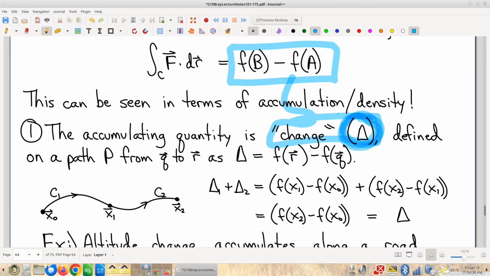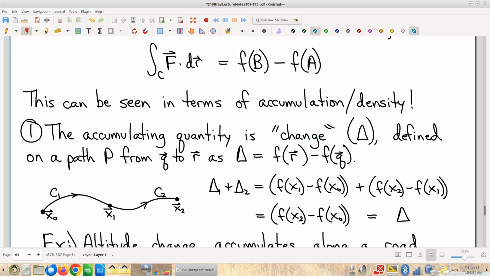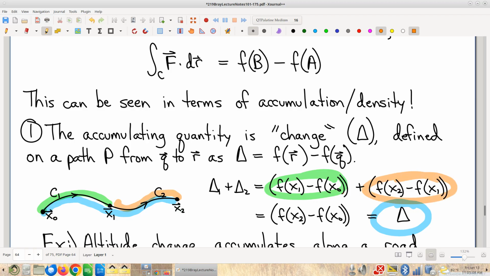And I claim change is an accumulating quantity. The whole is the sum of the parts. This is an easy observation. If you want to know how much the function changes overall across some curve, well, that's going to be how much the function changes on the first half of the curve plus how much the function changes on the second half of the curve. And it's pretty intuitive if you think about it.